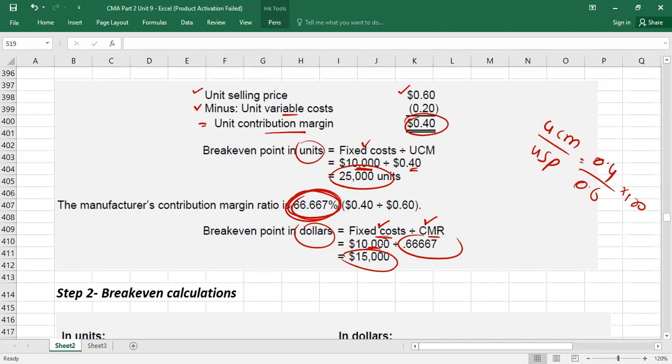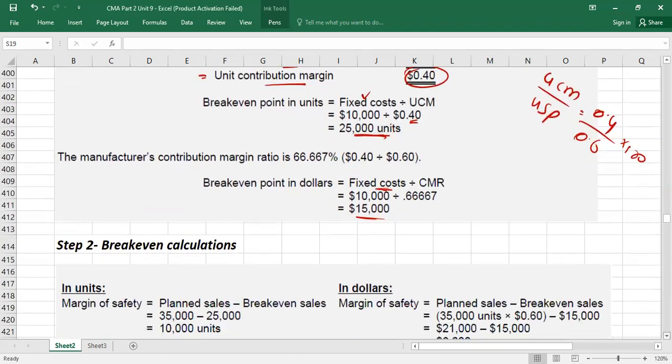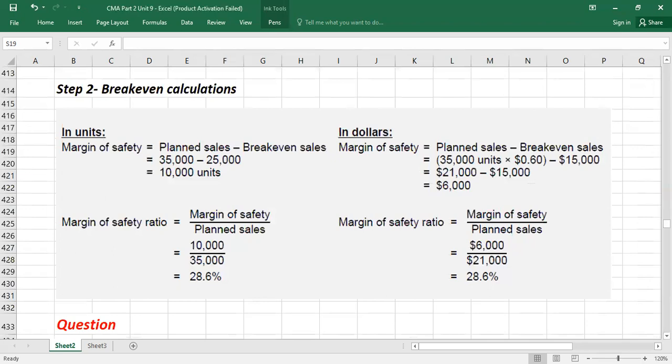We got both. We got break-even point in units. We got break-even point in dollars. Now we are moving to the margin of safety. So here we go. We are now calculating the margin of safety. Okay, margin of safety calculation.